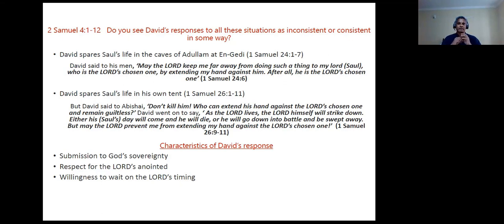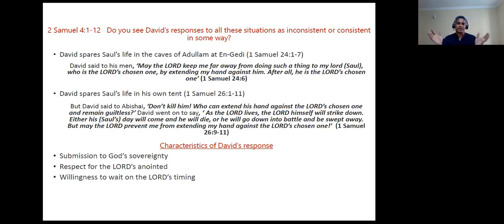The second time, when David had an opportunity, along with Abishai, to kill Saul in his own tent, Abishai offers to kill him. He says, like, if you cannot do it, I will do it. Right? I will drive my spear through him. And David tells him, don't kill him. "Who can extend his hand against the Lord's chosen one and remain guiltless?" David went on to say, "As the Lord lives, the Lord himself will strike him down. Either his day will come, that is Saul's day will come and he will die, or he will go down into battle and be swept away. But may the Lord prevent me from extending my hand against the Lord's chosen one."